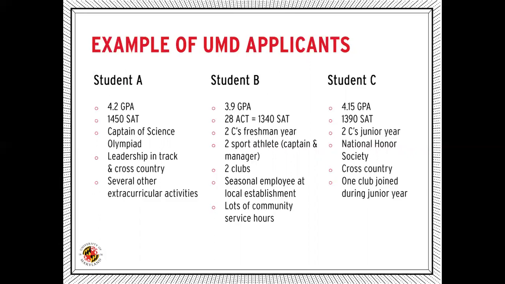Student C has a 4.15 GPA, 1390 SAT, 2 C's their junior year. They're in National Honor Society. They were on cross country team, and they joined 1 club during their junior year.